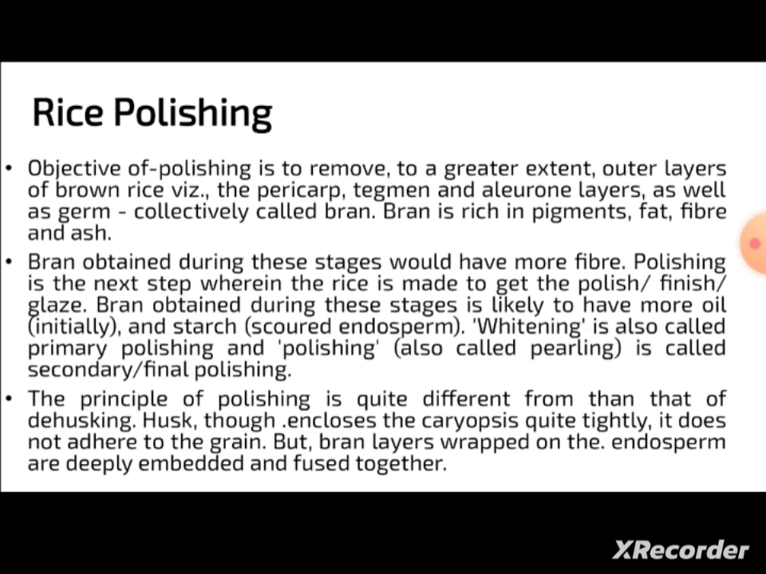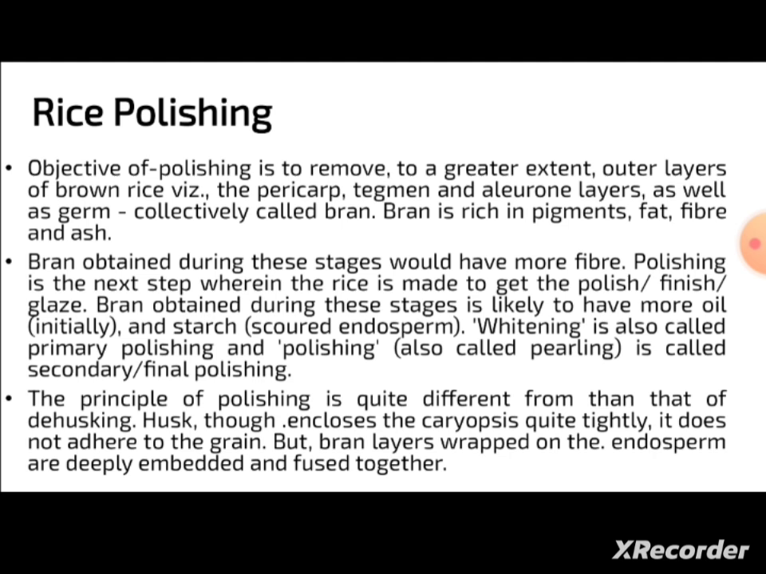After the milling process, the rice undergoes polishing. Polishing is nothing but the removal of the outer layers of brown rice, which are the pericarp, tegmen, aleurone layers, as well as the germ, collectively called bran, so that we can get the white color of the grains. Whitening is also called primary polishing, and polishing is called secondary or final polishing.